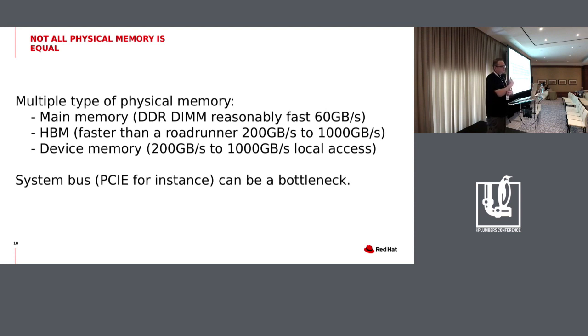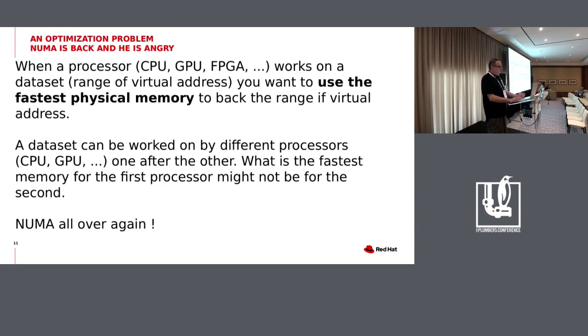If you have 16 lanes of PCI Express on PCI Express 3, it is going to be 32 gigabytes per second of bandwidth. So it's half the bandwidth of main memory, which is kind of slow. So obviously, when you look at that, you tell yourself, I want to use the fastest physical memory to back a range of virtual addresses.